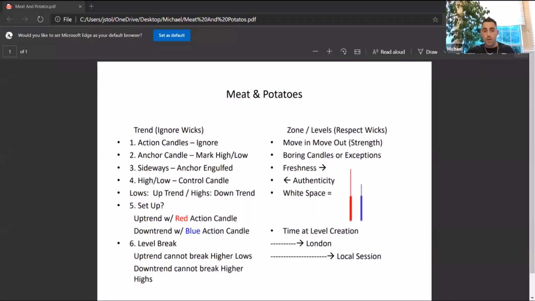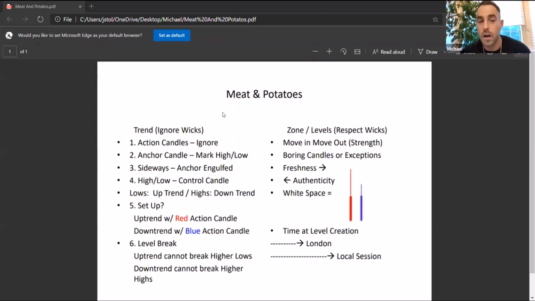Let me see here. Okay, if everybody could screenshot this, take a picture of it. This is going to be an interactive session because there are rules to this trading style that you follow every time. We have here on the left side, which we call the left side, where you see trend, ignore wicks, all this stuff. And then over here, we have the right side, pretty straightforward.